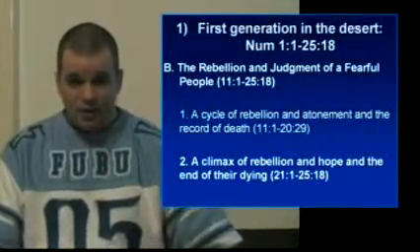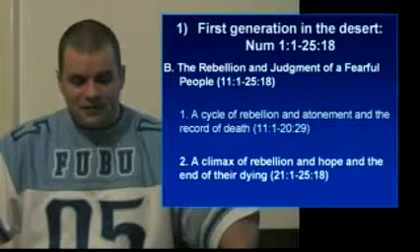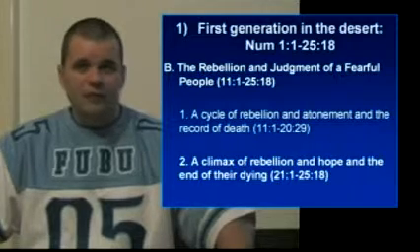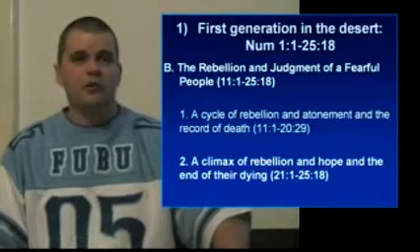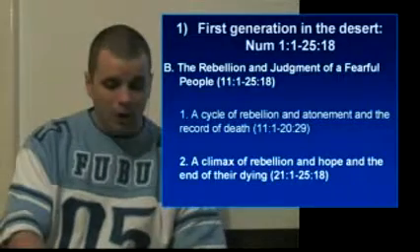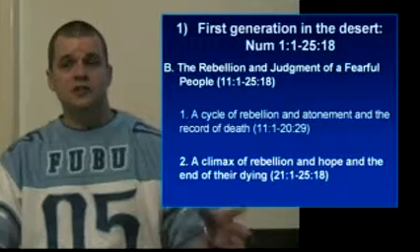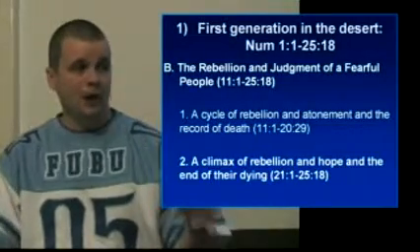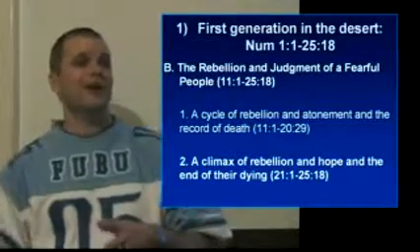Now, that's the first generation in the desert. And to finish off the first generation in the desert, at chapter 21, verses 1, going all the way through to chapter 25:18, you've got the final part, which is the climax of rebellion, but also hope and the end of their dying. God has told these people that because of them not going into the promised land, like remember, they refused to go into the promised land.